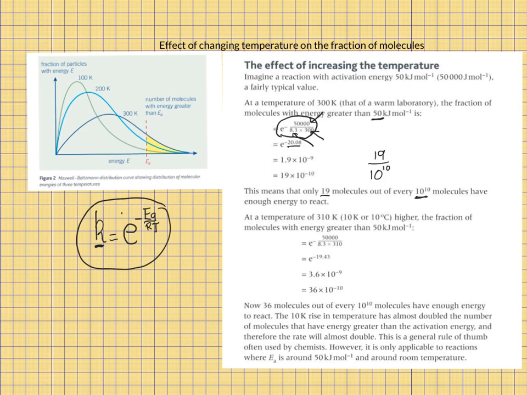Now let's just warm the lab up a little bit. Let's increase it by a mere 10 Kelvin. So again, if we substitute that into this equation here, which you can easily do on your calculators, you'll notice now that that drops down to minus 19.43. And get rid of the exponential factor here on your calculators, that now comes out to 36 over 10 to the power 10 molecules. You can see that the fraction of molecules has almost doubled by increasing the temperature by 10 Kelvin.